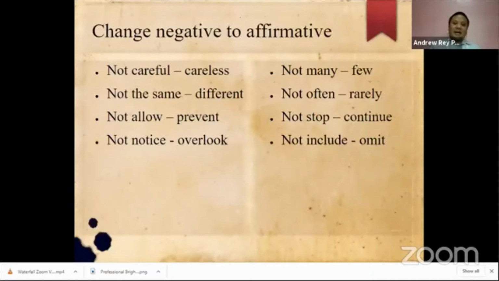Instead of saying not careful, you say careless. Instead of saying not the same, you say different. Instead of saying not allow, you use prevent. So you try to avoid the construction not blank, not blank. Okay? Not notice could be replaced by overlook. Not many can be replaced by few. Not often can be replaced by rarely. Not stop can be replaced by continue. And not include could be replaced by omit. Okay, so you change from negative to affirmative.